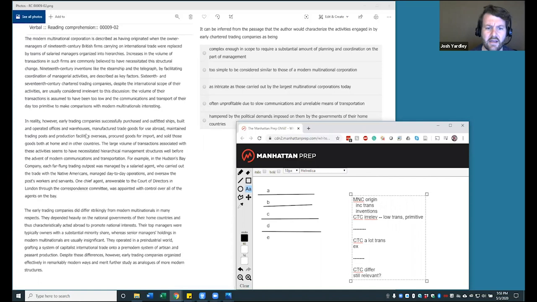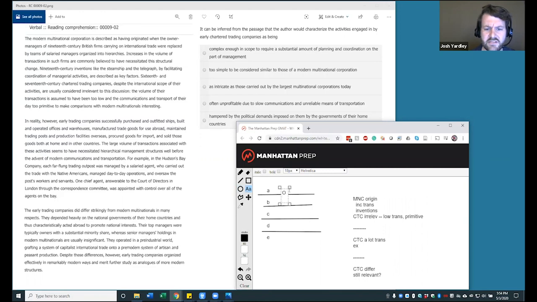Let's see. A is complex enough in scope to require a substantial amount of planning and coordination on the part of management. That actually sounds very much like what the second paragraph was saying. Got all these activities, the large volume, necessitated hierarchical management structures, required a substantial amount of planning and coordination. That A looks very, very good. I'm going to scan through the other answer choices, but A looks quite good.